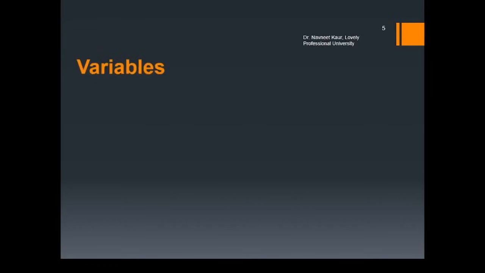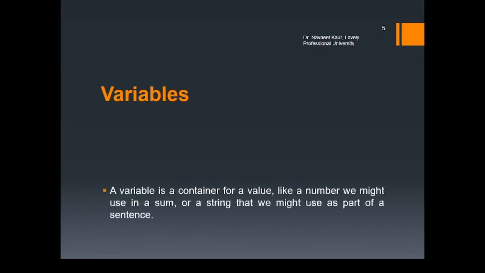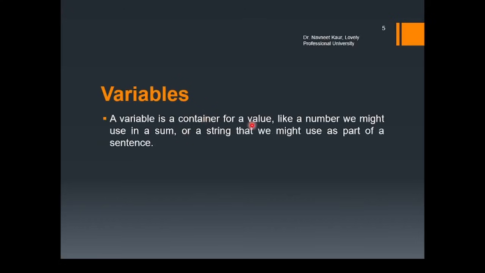Let's now start with variables. As we all know, a variable is a container for a value, like a number we might use in a sum or a string that we might use as a part of a sentence. So all that a variable is, is just a storage. We use a variable in order to store some value, and we all know this, because it's the same definition in almost all the programming languages.